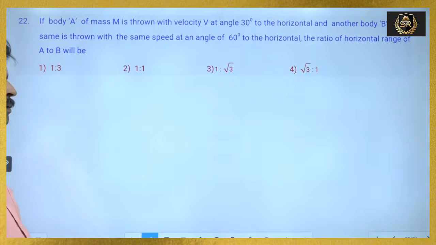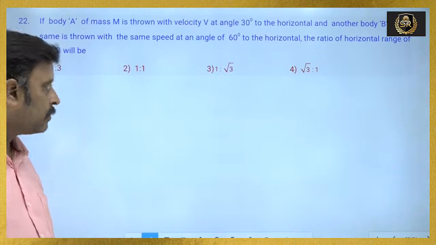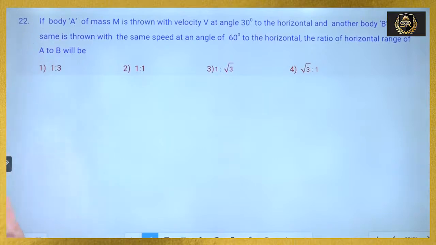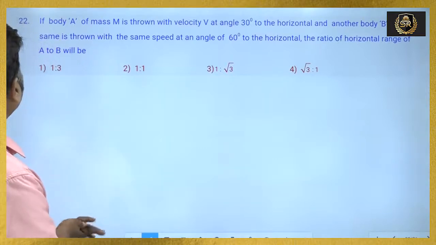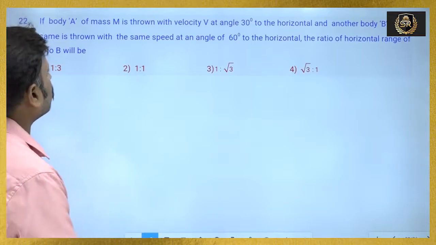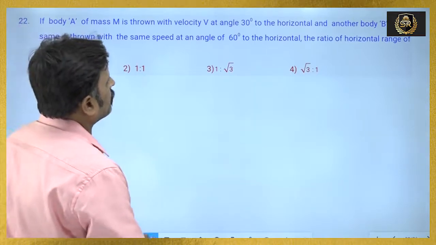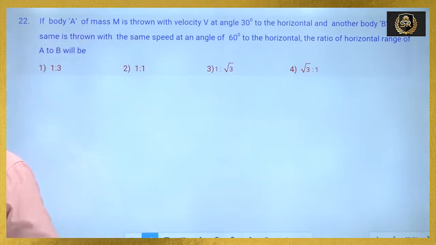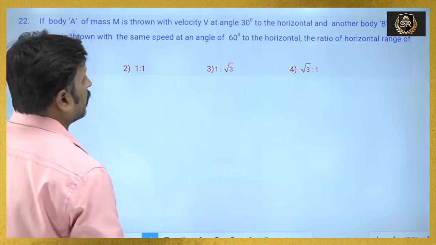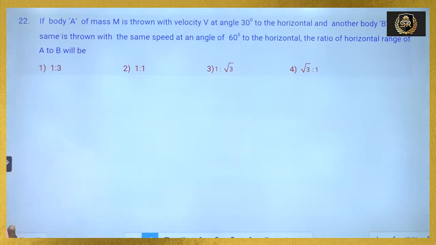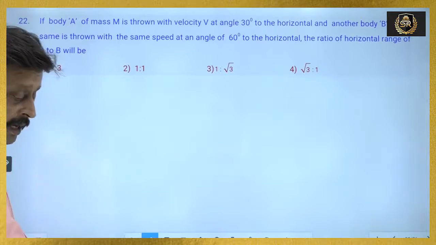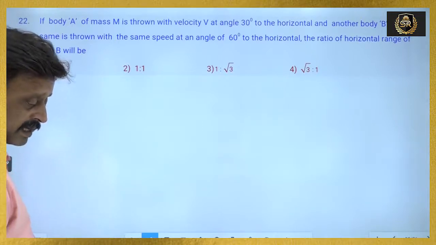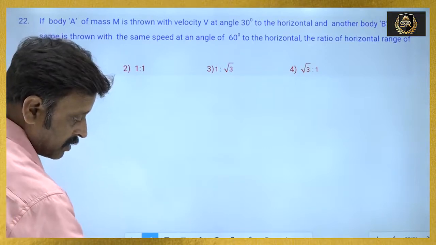This is question number 22. A body A of mass m is thrown with velocity v at an angle 30 degrees to the horizontal, and another body B of the same mass is thrown with the same speed at an angle 60 degrees to the horizontal. The ratio of horizontal range of A to B will be. You are asked to calculate the ratio of range in this problem.